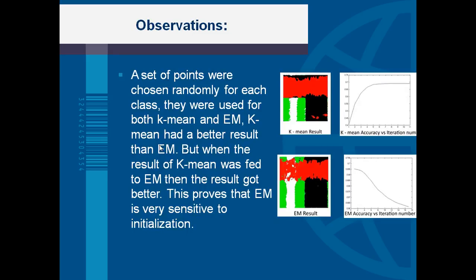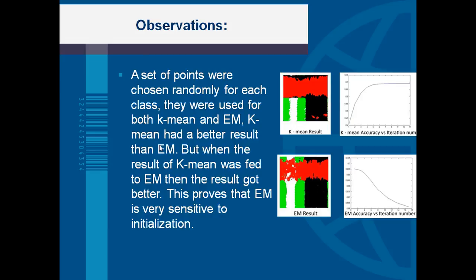So finally, the observation in both K-means and EM is that both algorithms are sensitive to initialization. However, K-means is less sensitive than EM. A set of points was chosen randomly for each class. They were used for both K-means and EM, and it has been observed that K-means had a better result than EM. But when the result of K-means was fed to EM, the results got much better. This proves that EM is much more sensitive to initialization.